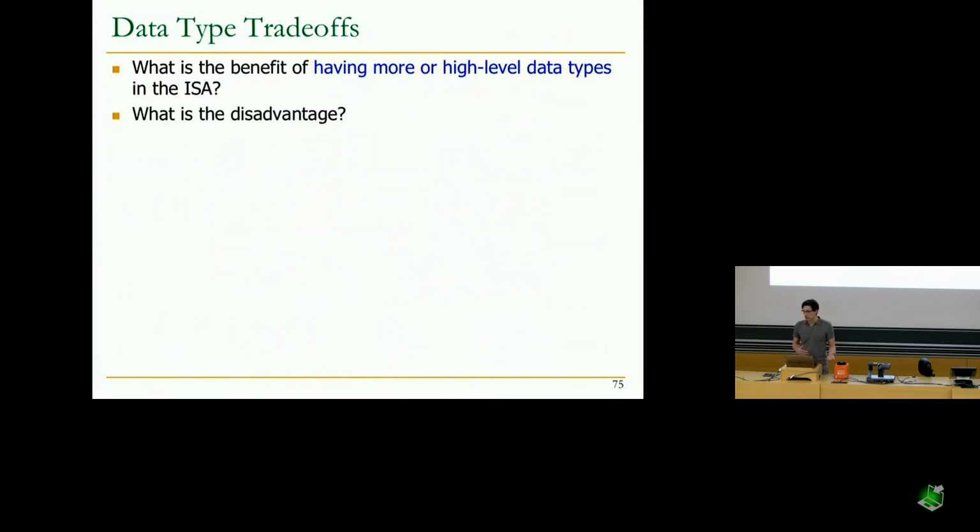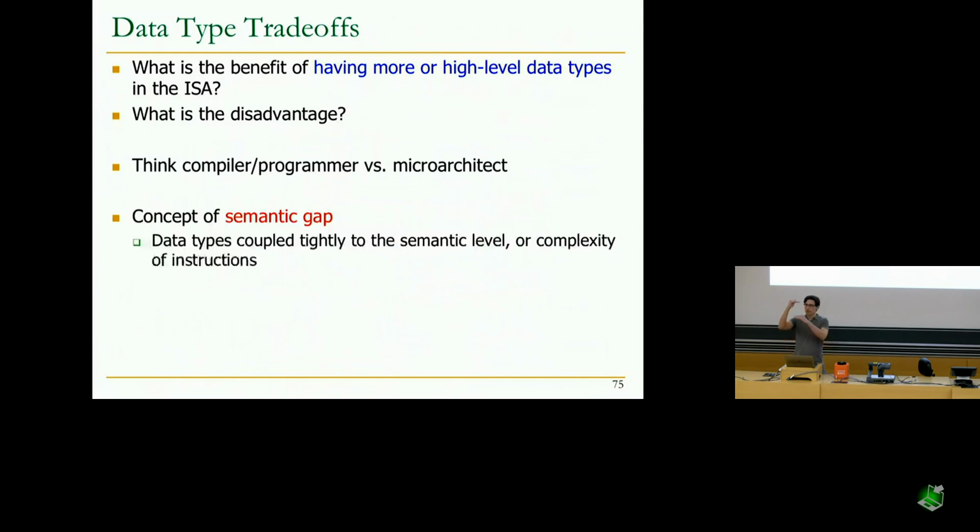This is related to what I mentioned before. If the variety of data types that your ISA has is bigger, you can be closer to the high-level program. That's what is called the semantic level. So your semantic gap will be smaller. If this is the level where your high-level language is, and this is where your ISA is, the semantic gap is small.